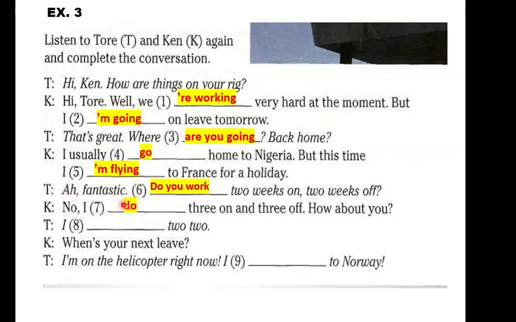Means 3 weeks here, you can say, because they both know that they are talking about weeks. So he said 3 on and 3 off, means 3 weeks on and 3 weeks off. Here he said 2-2. So he said, I work 2-2. And the last gap, we write the word, I'm flying to Norway.